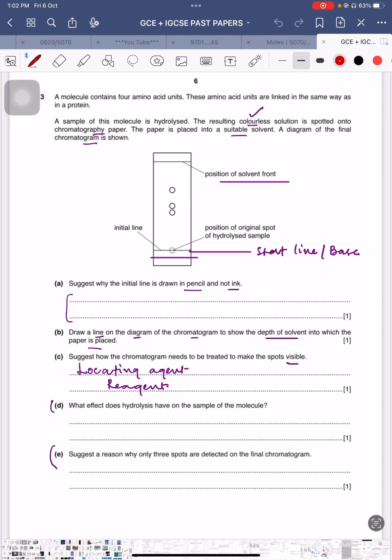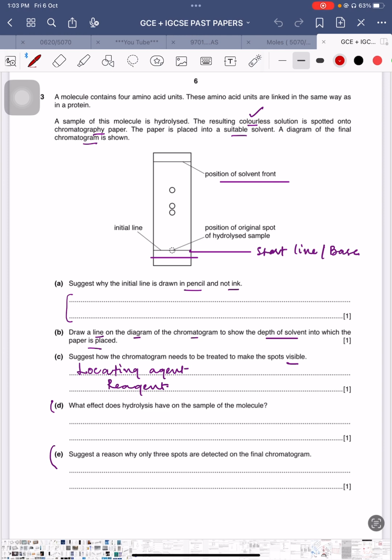Continuing from the same topic, from the same question where we left off in the last video. It is related to paper chromatography. The question in front of you is a past paper question. It tells you that a molecule contains 4 amino acid units.